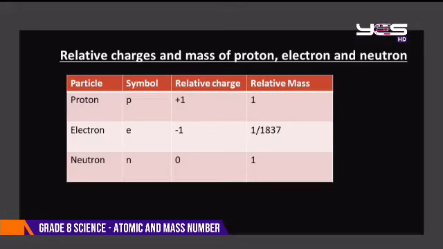Next we can check the relative charges of these subatomic particles. That means protons, electrons and neutrons. Along with that we can check the relative mass also. The first subatomic particle is proton. What is its symbol? Its symbol is the letter P. And its relative charge is +1 and relative mass is 1.